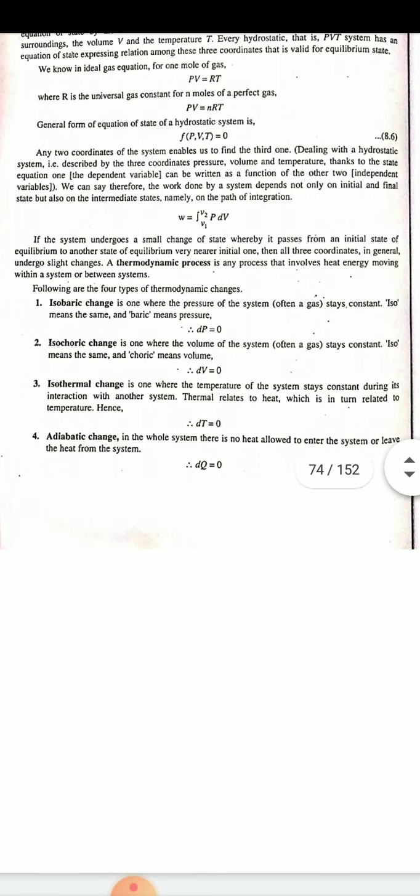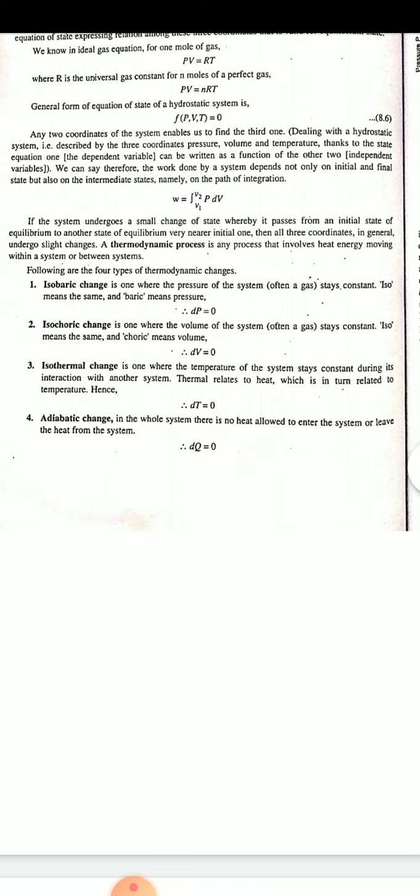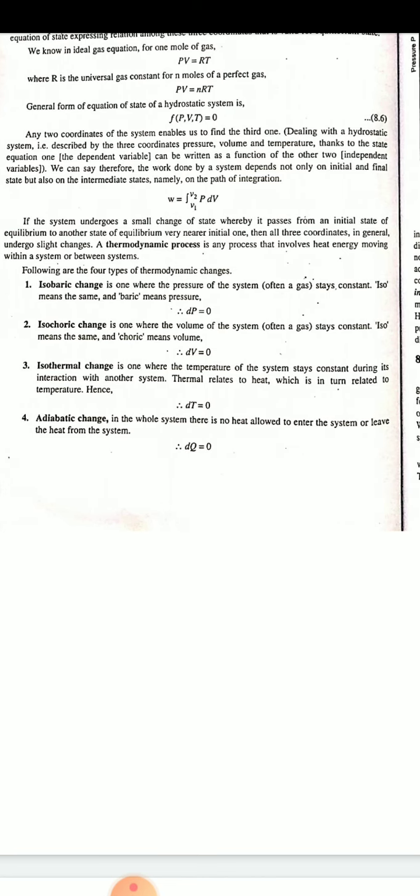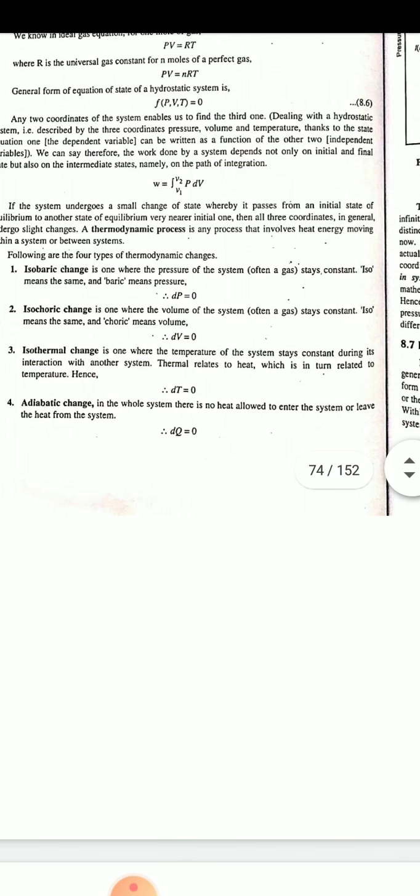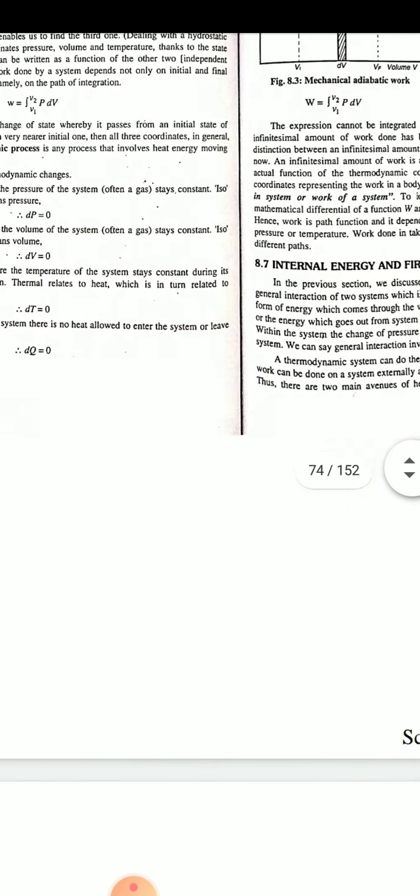A thermodynamic process is any process that involves heat energy moving within the system or between systems. That is called a thermodynamic process. It may come for the MCQ. Isobaric change: the pressure of the system remains constant. Isochoric change: the volume of the system remains constant. Isothermal change is one where the temperature of the system remains constant during the interaction with other systems. Adiabatic change: no heat is allowed to enter the system or leave the system.